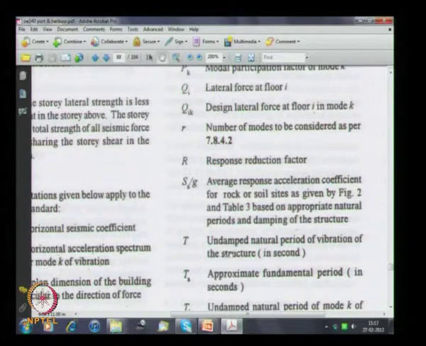This T is called the undamped natural period of vibration of the structure, in seconds. What is natural period? Do you know what natural period is? You say yes or no, only two answers are there. I think you are keeping quiet because you know something but not completely. You have not studied what natural period is.